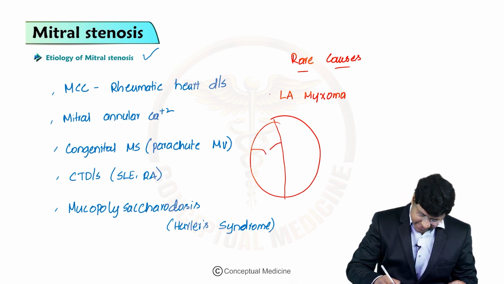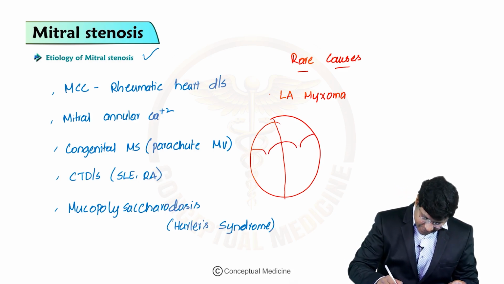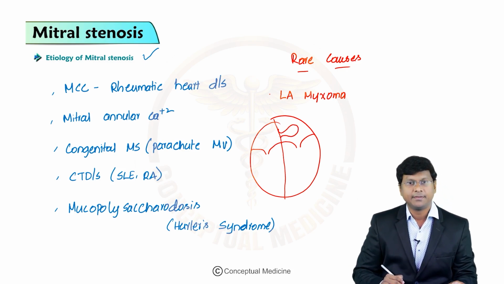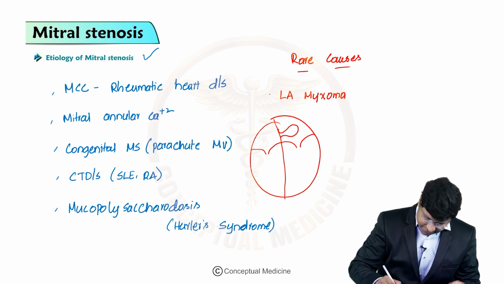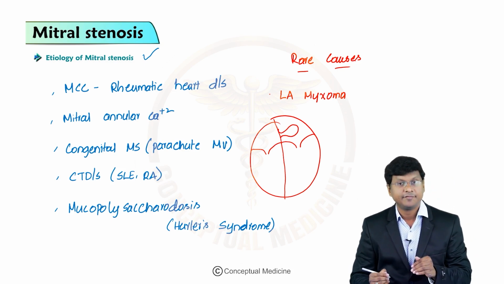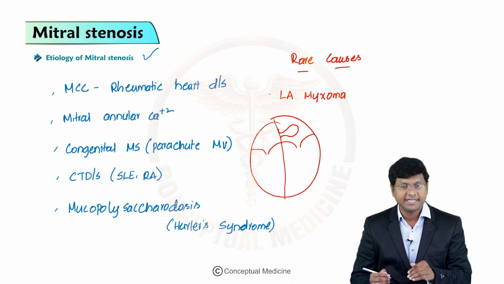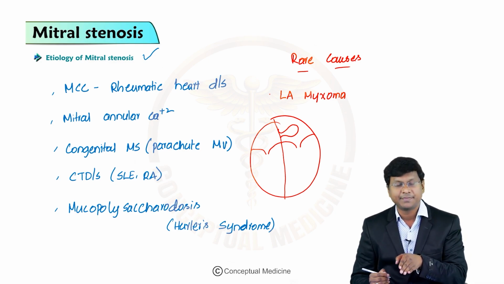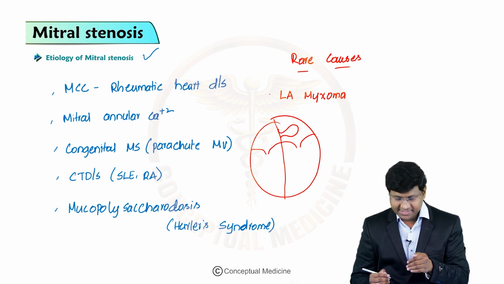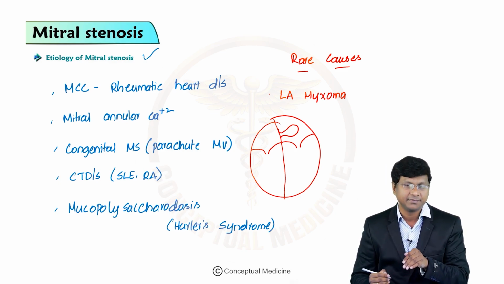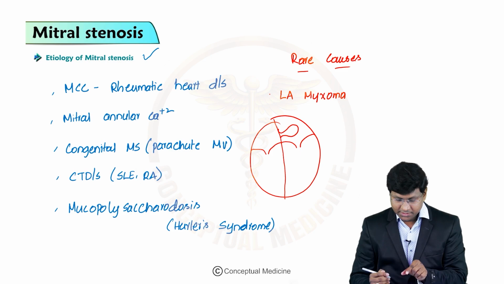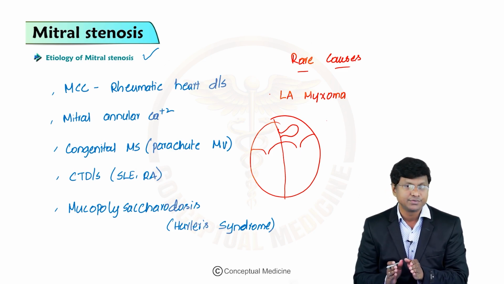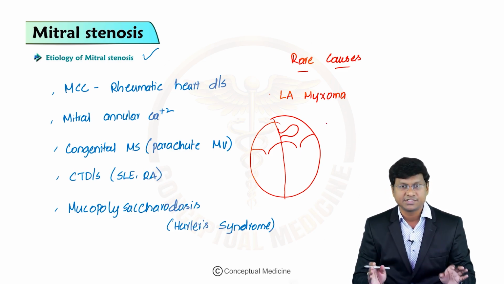Actually, in case of left atrial myxoma, what happens is, you see here, this is the 4-chambered heart, and this is your tricuspid valve, and this is the mitral valve. So in myxoma, from the interatrial septum, you have a tumor which is originating, and that particular tumor can overlap the mitral valve area. Once this tumor overlaps the mitral valve area, then the area of the mitral valve will be reduced, and that will simulate the mitral stenosis.